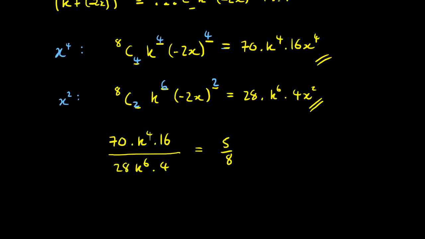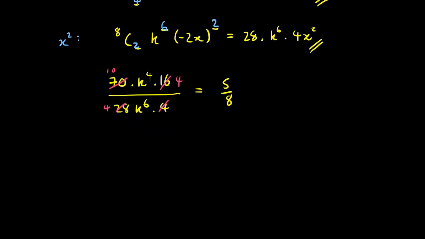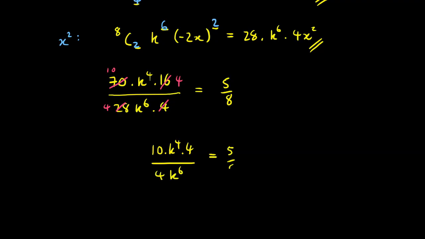That's going to be equal to 5 upon 8. Well, now, hopefully you can see the wisdom of not expanding earlier, because things are going to cancel, right? If I do 16 over 4, that's going to cancel just to give me 4 there. And 70 and 28, they're both divisible by 7, aren't they? So that gives me 10 over 4. Okay, so why don't I simplify this out? So I'm going to get 10 k to the power of 4 times 4 over 4k to the power of 6 is equal to 5 upon 8.